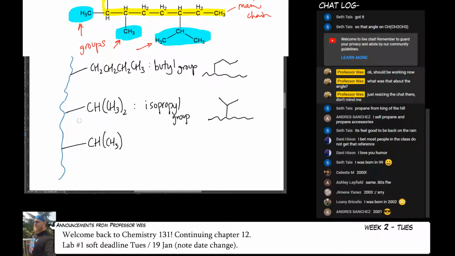I wrote the wrong thing, sorry. CH3, CH2, CH3. And so what this is called is secondary butyl. And what that looks like is a squiggly line, I've got my CH3 and then CH2, CH3. So this is sec-butyl.